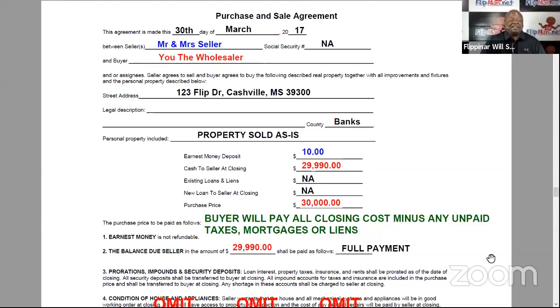With the example that I use, the house has an ARV of $100,000, but you can get it for $30,000. That's basically the example that I'm using, and then you wholesale it for 41. All right, so obviously this is today's date, the 30th of March, 2017. So if you're seeing this in 2020, this is the date this was done on.